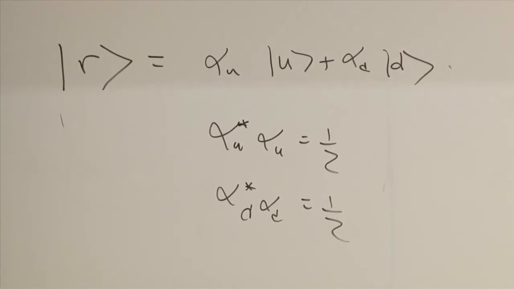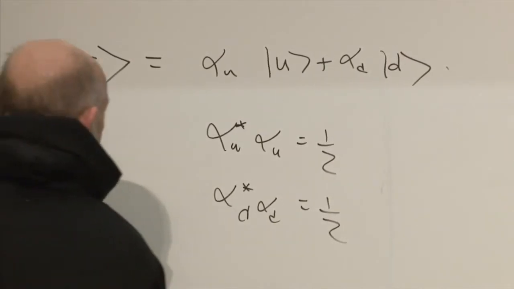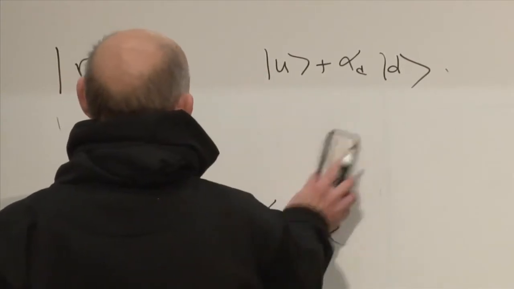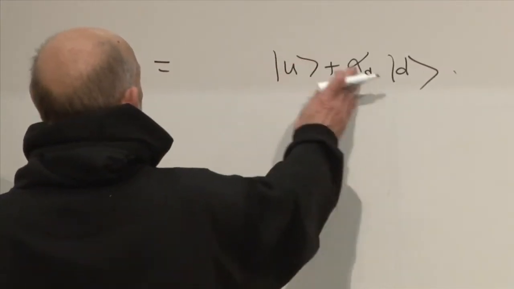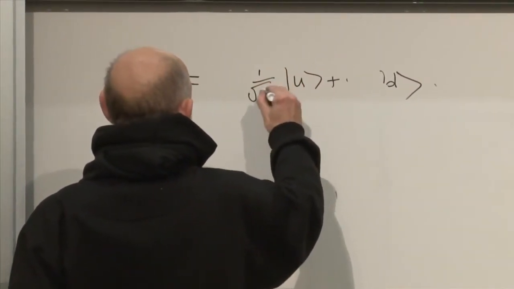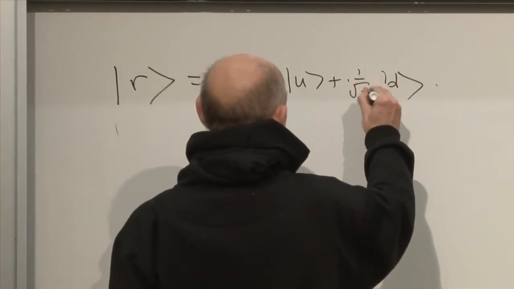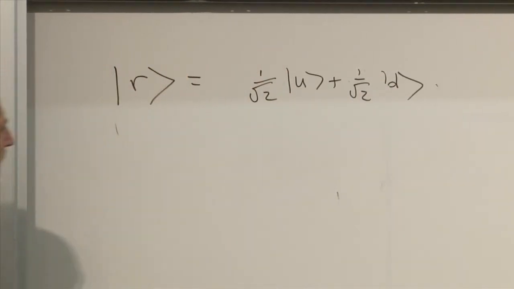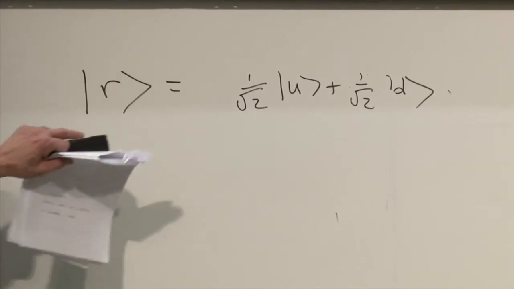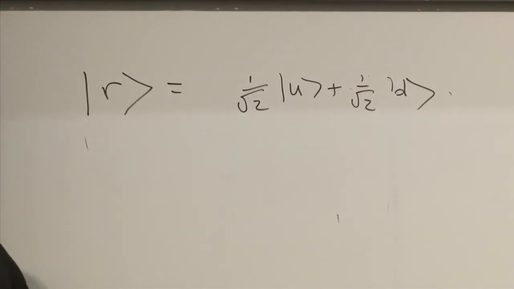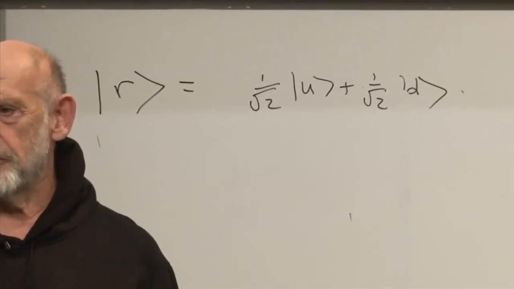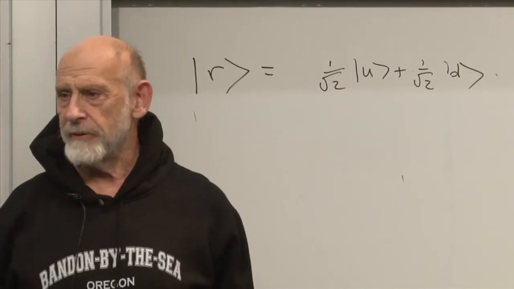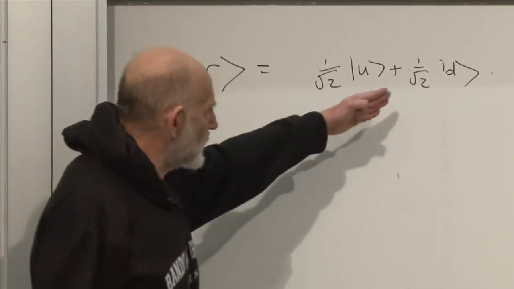Let's make a guess. The simplest guess would be to put 1 over square root of 2 and 1 over square root of 2 here. Alpha up is 1 over square root of 2. If alpha up is 1 over square root of 2, what's alpha star alpha? 1/2. Okay? This one's also 1/2.